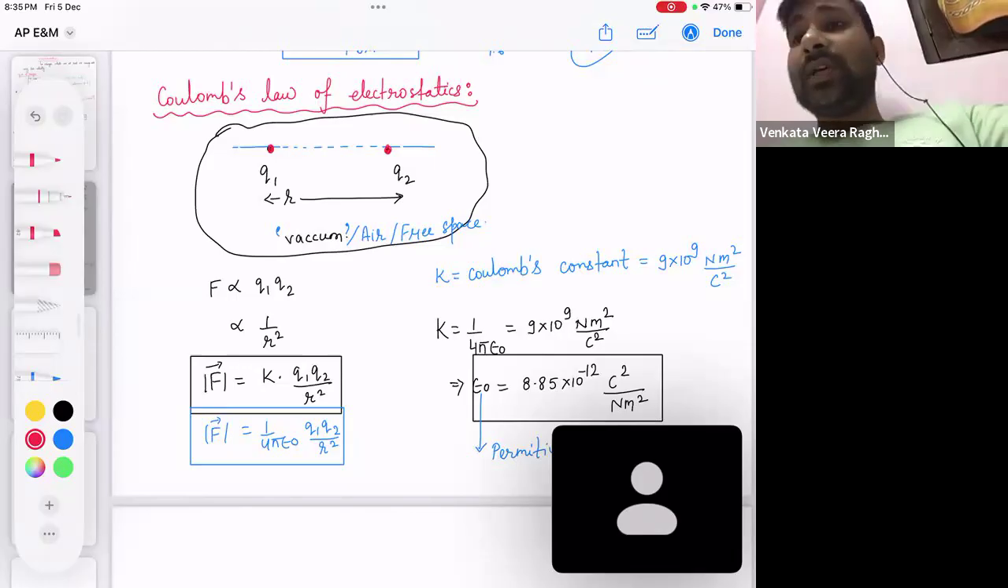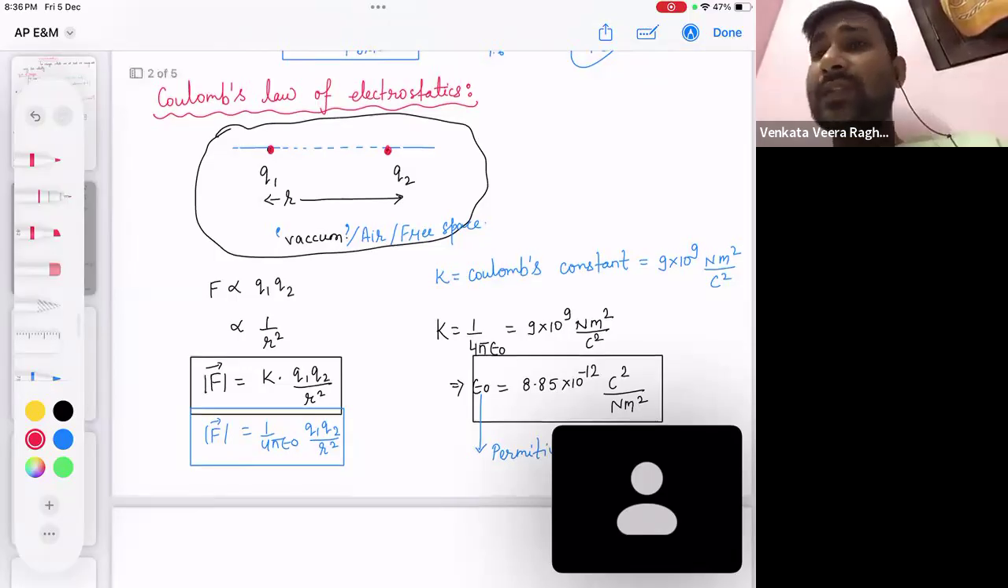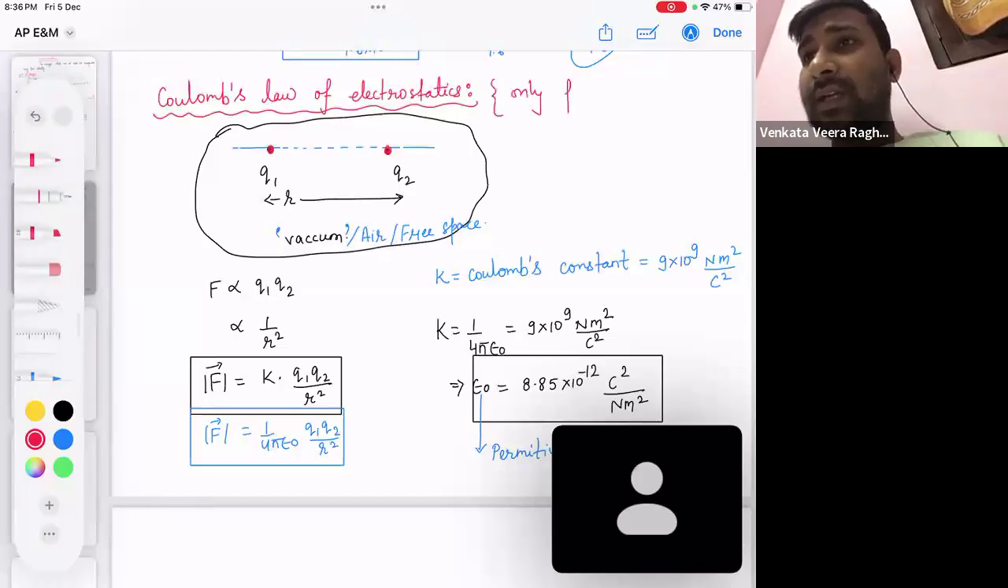For that, what do we have to do? We have to learn the concept of electric field. So that is the next topic we have. But before that, let's focus more on the electrostatic part. First, we understand the point charges. So can we say that only for point charges, or you can say only for charged particles, we are going to apply this equation? Is that clear?